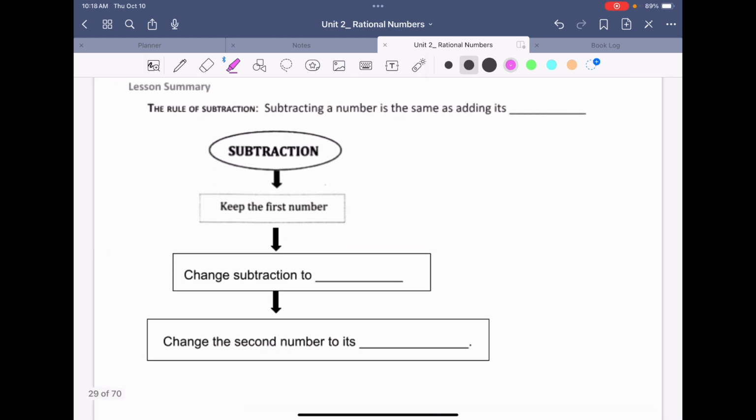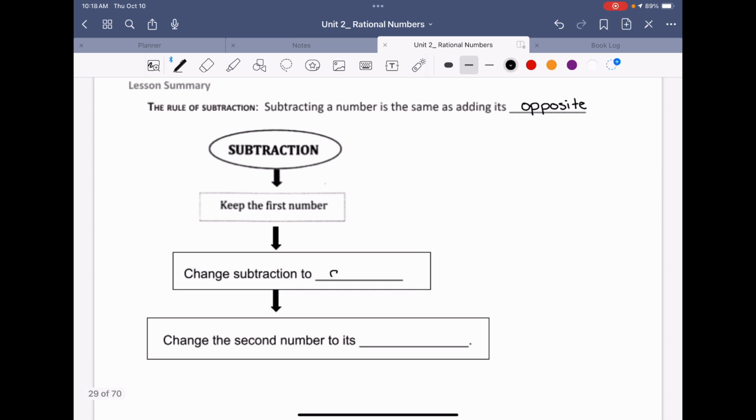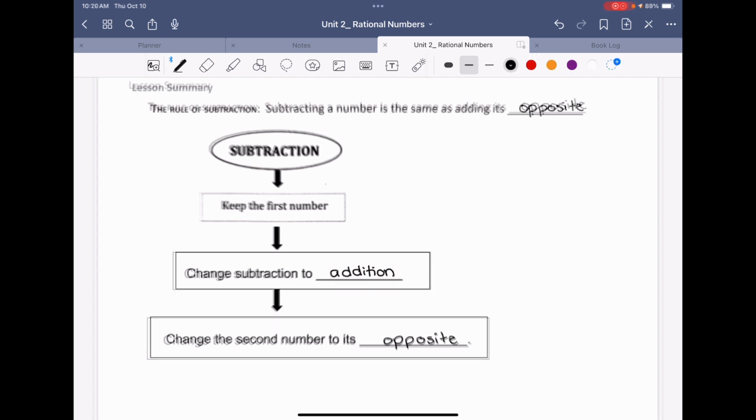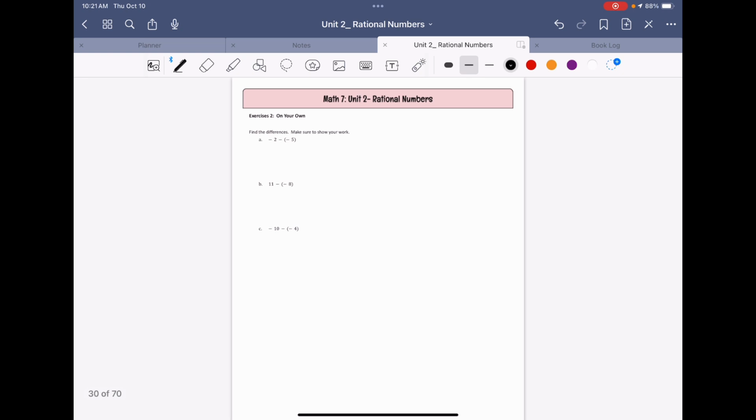Down below, in my lesson summary, the rule of subtraction: when we subtract a number, it is the same as adding its opposite. I'm going to keep the first number the same, change subtraction to addition, and change the second number to the opposite. I mean the opposite sign. So if it's positive, it becomes negative. If it's negative, it becomes positive. Okay, on to the next page.